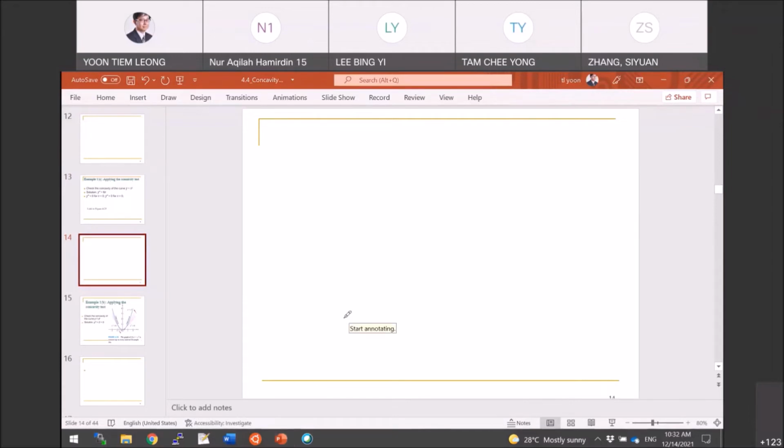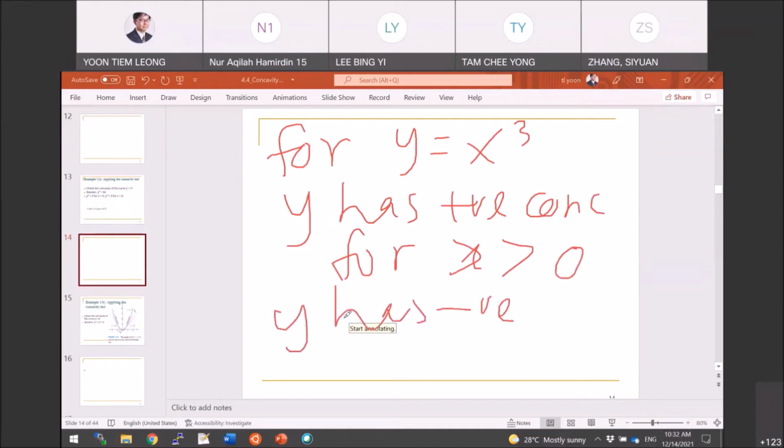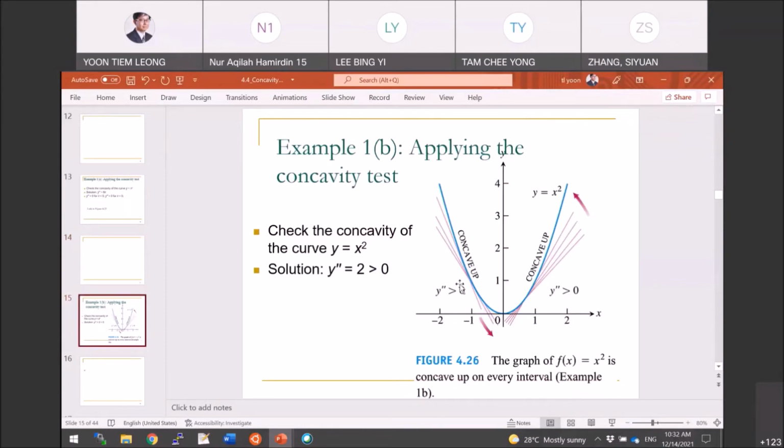Based on the very simple calculation I just showed, for the function y equals x cubed, y has positive concavity for x larger than 0, and y has negative concavity for x which is negative, right? So that is the answer. The graph is separated into two regions, the region on the left of x equals 0, and the region on the right of x equals 0.